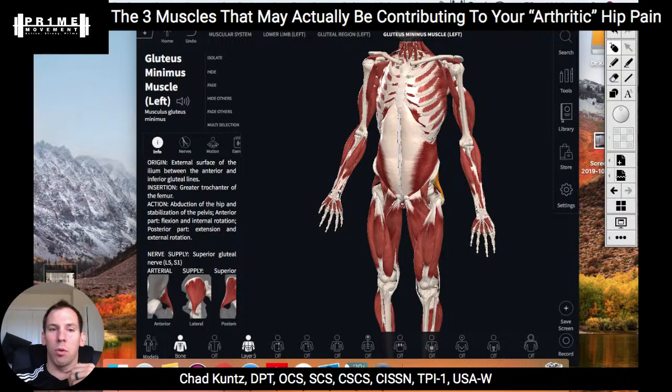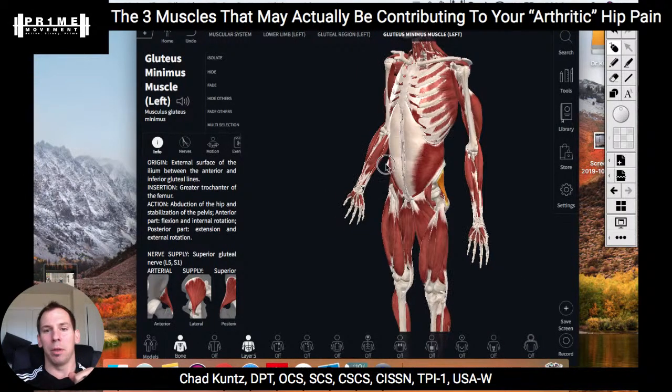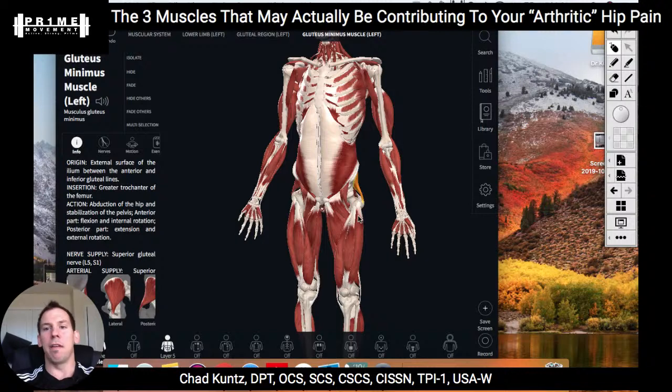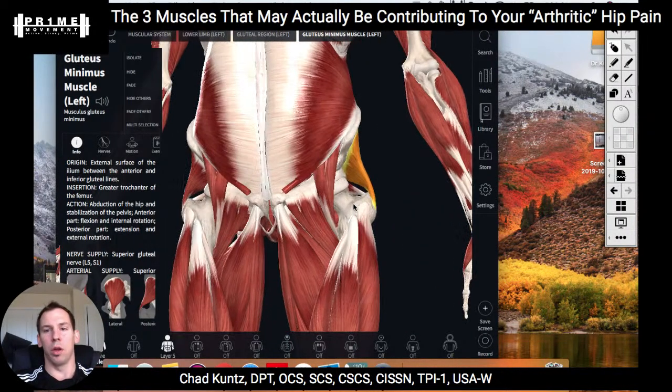Here, I want to take some time today to discuss the three muscles that might actually be contributing to your arthritic pain. What I mean by that opening sentence is that a lot of people, and I'll be using the anatomy model to show you here, are complaining of what they feel like is arthritic pain or osteoarthritic pain or joint pain.